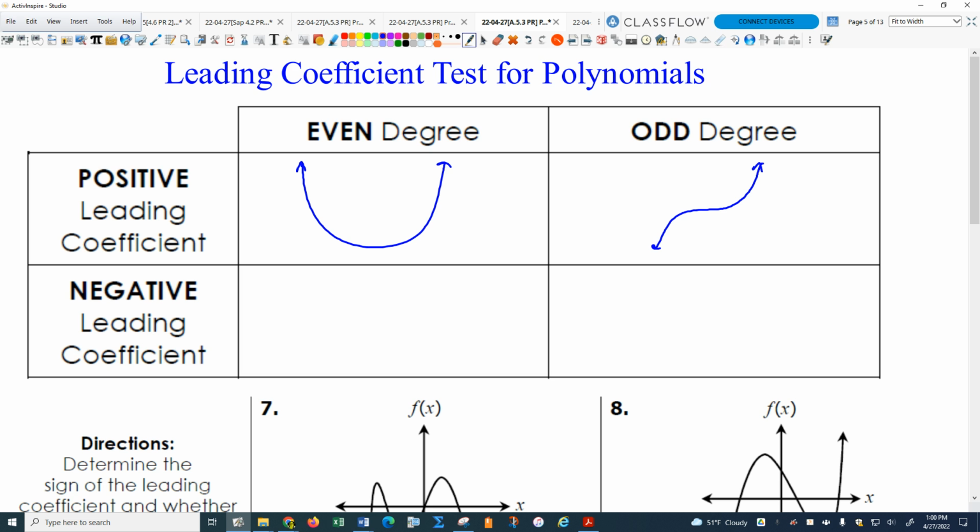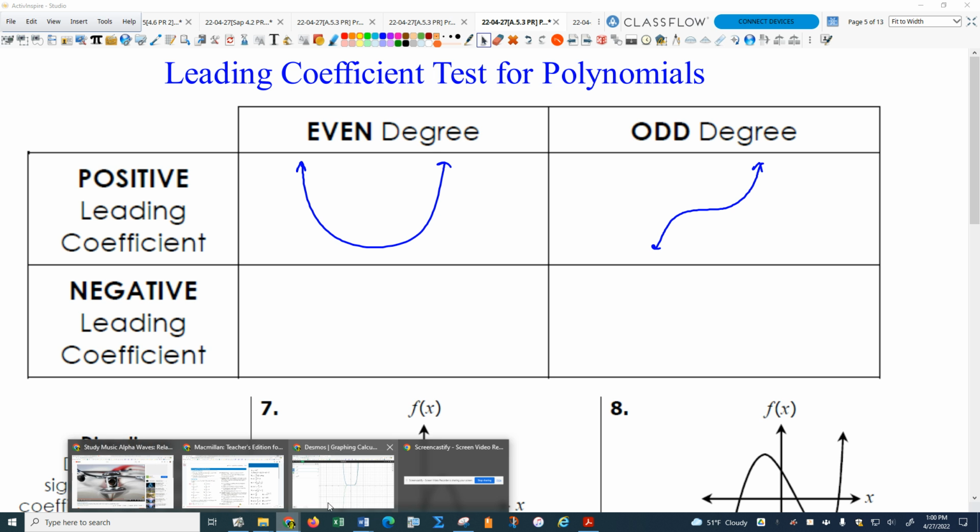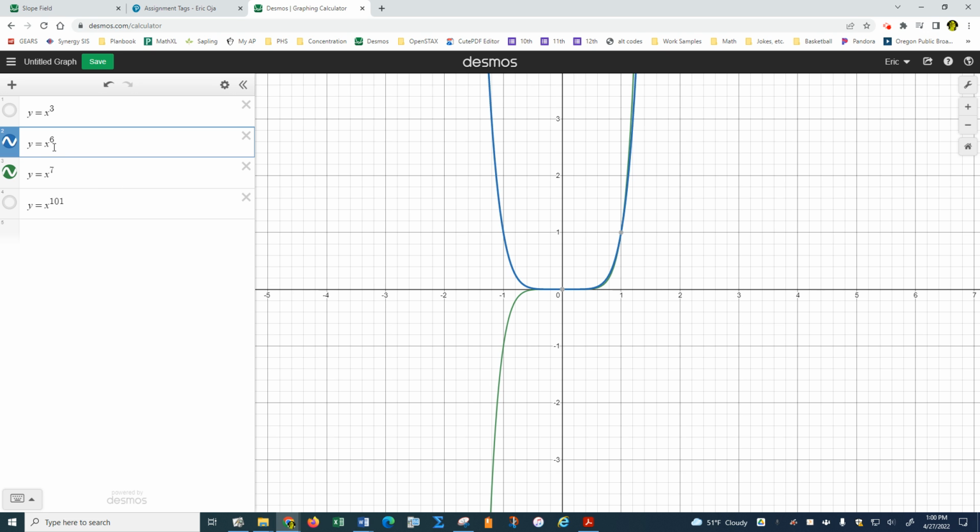Okay, now what happens to a function if I have a negative leading coefficient? Let's just explore this really quick with Desmos. So like if I took, for example, let's just make this really easy, make it x squared. And if I have a positive coefficient, like if I multiply that by 2, all it does is it stretches it out a little bit vertically, right? But it doesn't change the end behavior. It's still up to the right and up to the left.